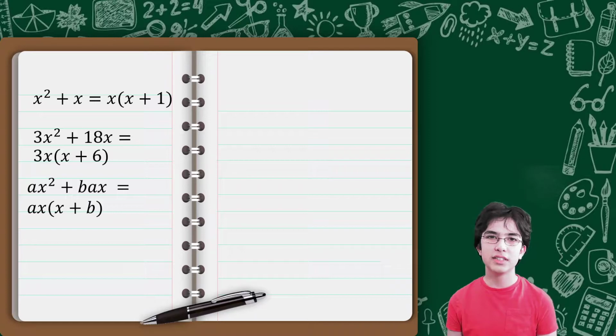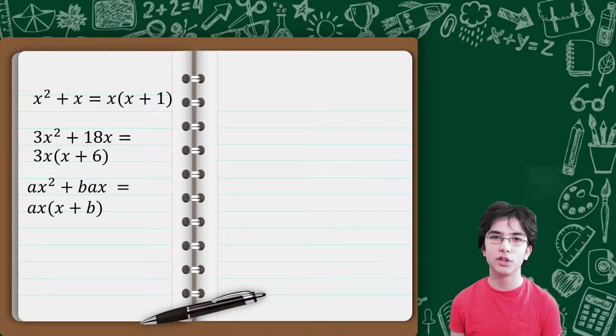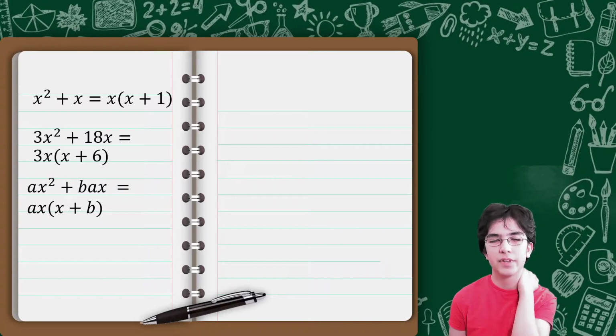So here you can see the basics of finding the common factor. If you have some amount of x squared plus some amount of x multiplied by another factor, you can take out ax and be left with x plus b, and b would be a number, since the x would be taken out of the equation, since it would be a common factor.